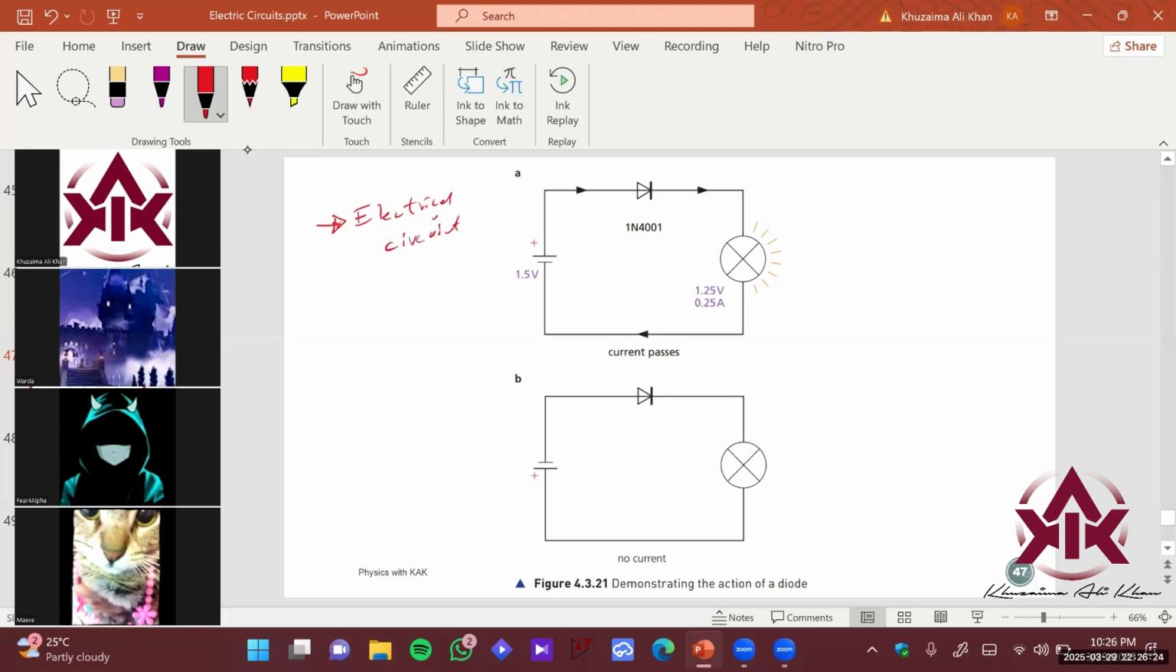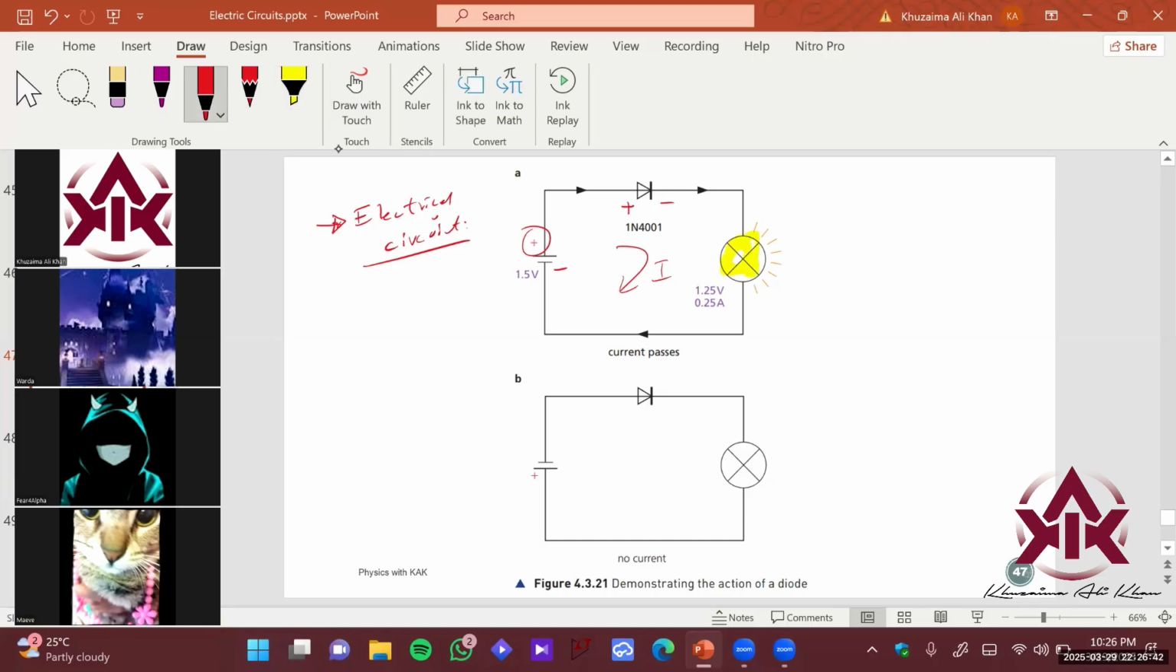Just summarizing the understanding over here. You can now see that the positive of the battery is connected with the positive of the diode, and the negative of the battery is connected with the negative of the diode. In this condition, the current flows, and you can see that the lamp is glowing over here.